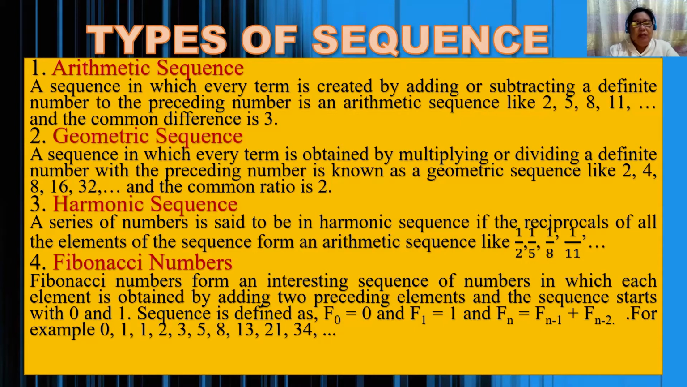So the first term is 0 followed by 1, and then you have 1. Add 1 and 1, you have 2. Add 1 and 2, you have 3. 2 and 3, you have 5, and so on.